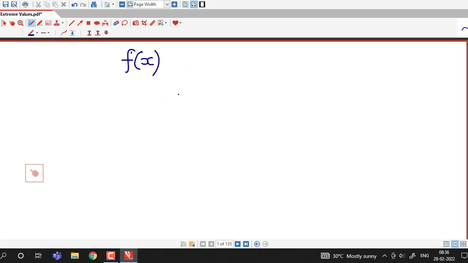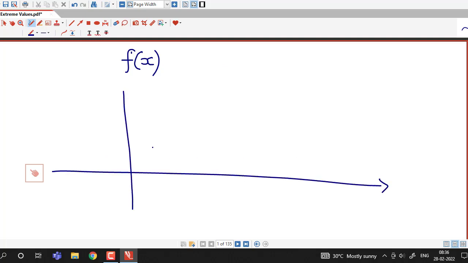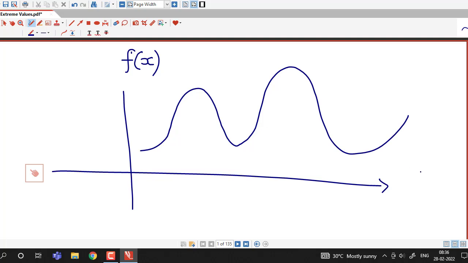As we know, suppose I consider a graph of this function. Suppose I am having this type of graph for this function f(x). Suppose this is the x-axis, this is the y-axis. Then from the graph we can easily say that this is the local maximum value, this is the local minimum value, similarly this is a local maximum value, this is a local minimum value.